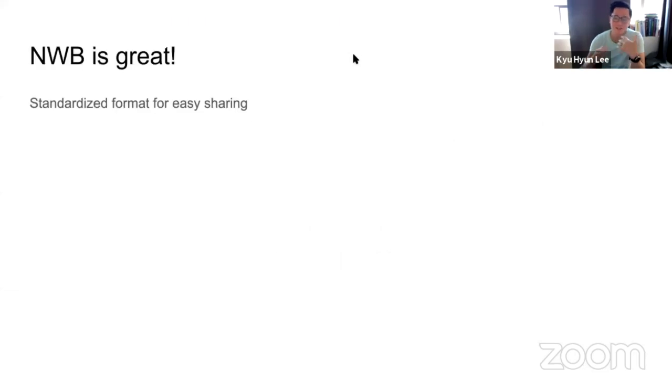So I'd like to start by noting that NWB is a great tool with many nice features. It is a standardized format for the neuroscience community that enables easy sharing of data. It naturally provides the metadata along with the data so that you can make sense of what other people's data set is like and actually reuse it for the particular questions that you're interested in.